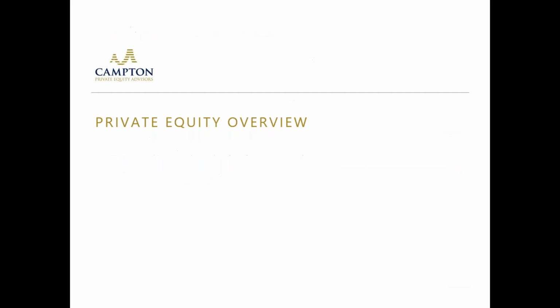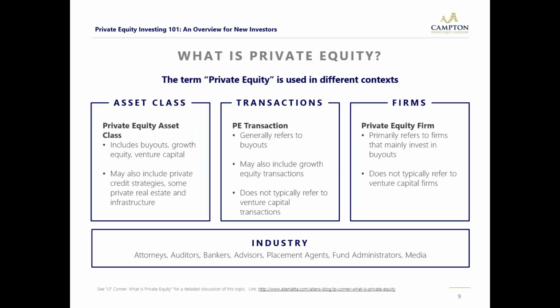So private equity. What is private equity? Well, the term private equity is used in different contexts, and so it might mean something different depending on the context in which it's used. The two I want to highlight are, first, private equity when it's used to define an asset class. What that means is when an investor is talking about their private equity investment program, it usually includes buyouts, growth equity, venture capital. It may include other strategies, private credit, and some other strategies. But you're using the term in that context as an asset class.